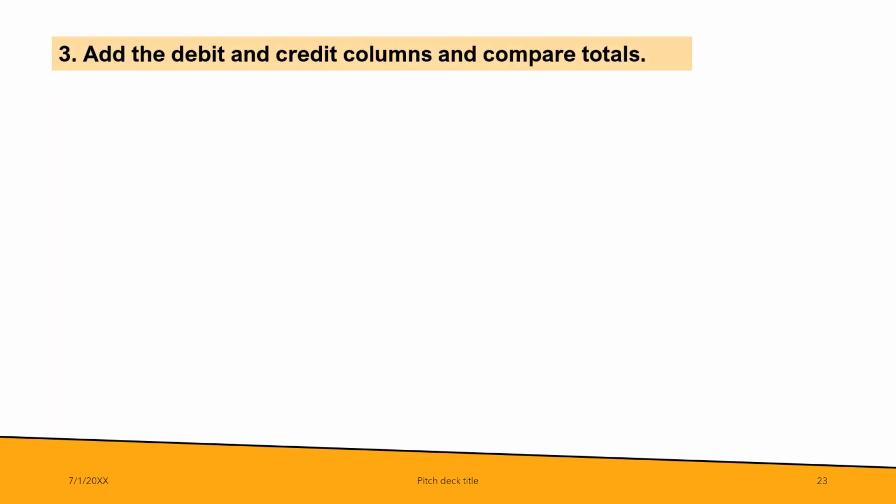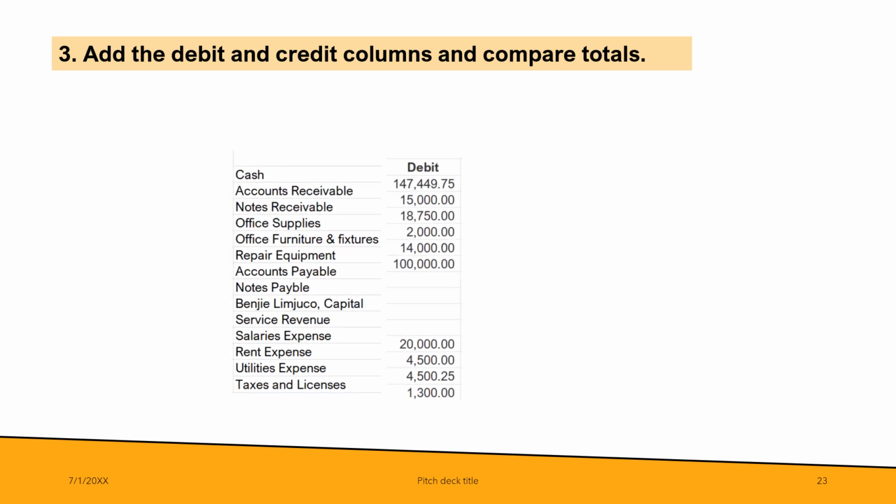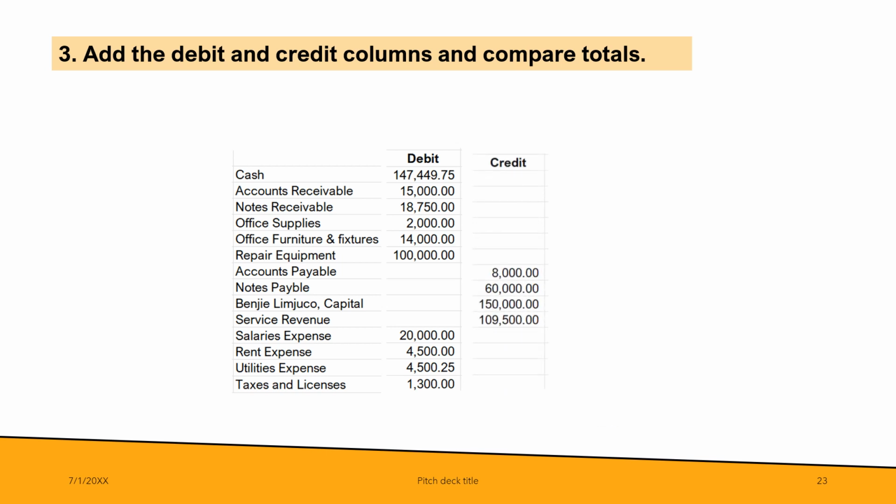Next procedure is to add the debit and credit columns and compare the totals. Okay, we have here again the list of accounts with their balance, either debit or credit. So we just need to add the debit column and credit column and see to it whether they have the same amount. Based on our computation, the total debit balance is 327,500 pesos. That's 147,449.75 for our cash, down to our taxes and licenses.